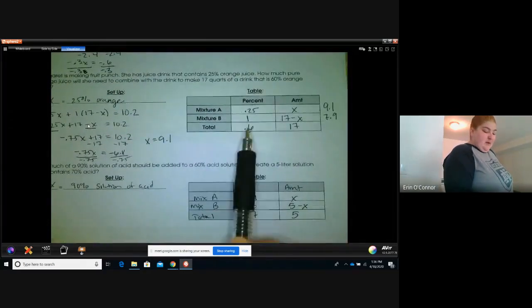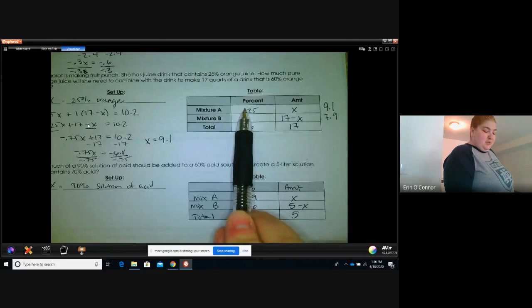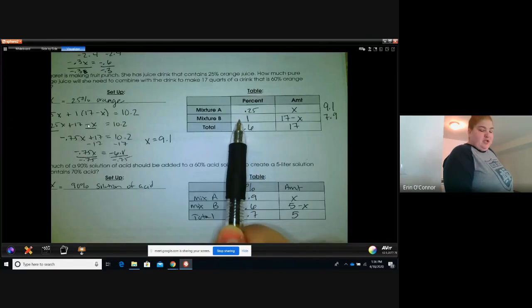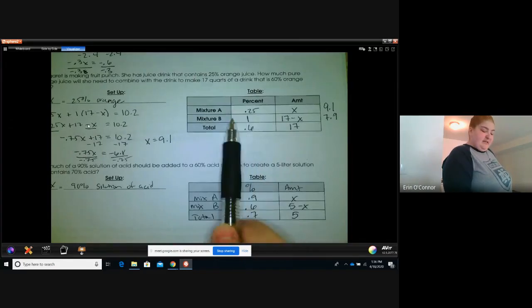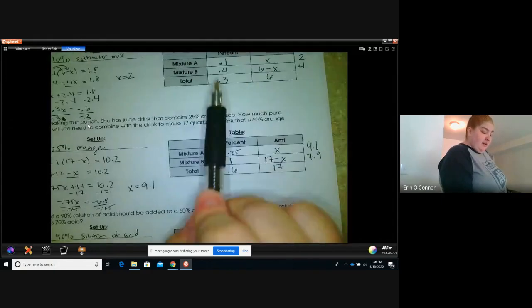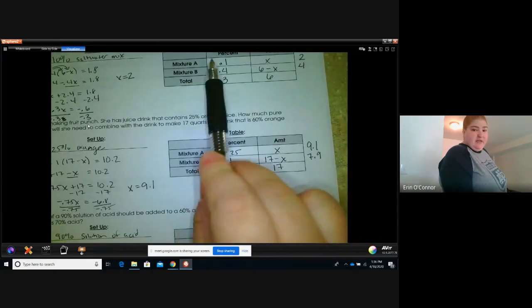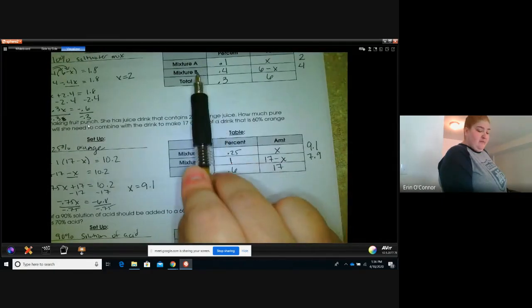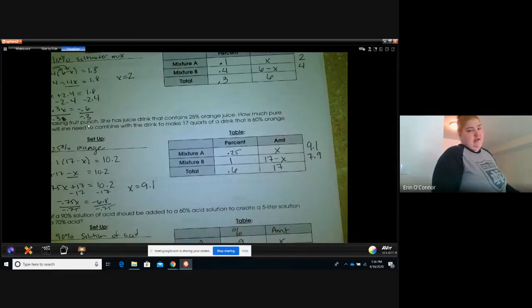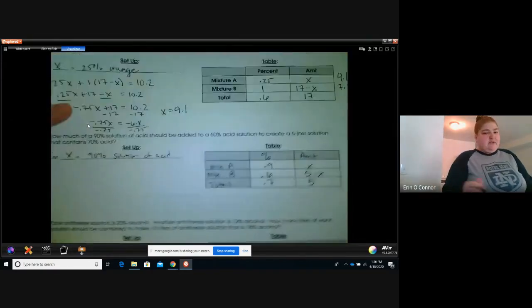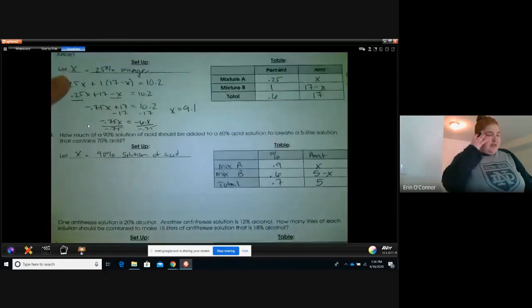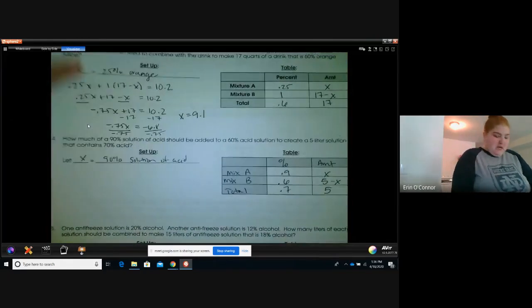Like here, 0.6 is closer to 0.25 than it is 1, so we should have more of mix A than mix B, and we do. 0.3 is closer to 0.4 than it is 0.1, so we should have more of mix B than mix A, and we do. So if you get some weird numbers, make sure you always think logically about this as well. Okay, let's multiply.